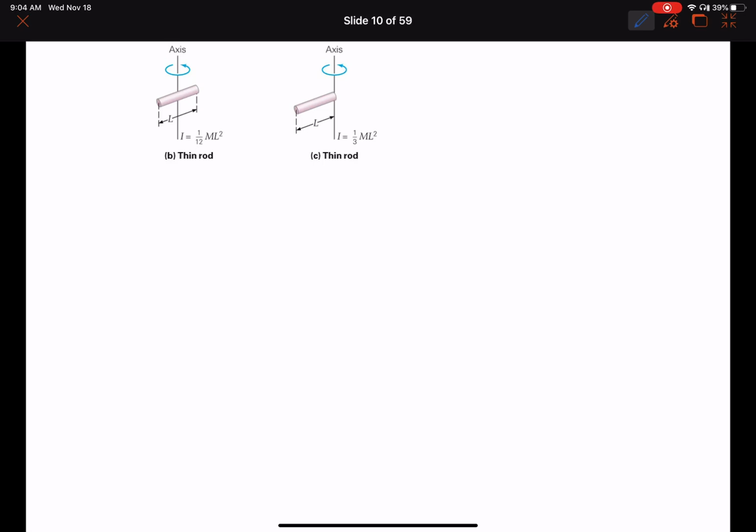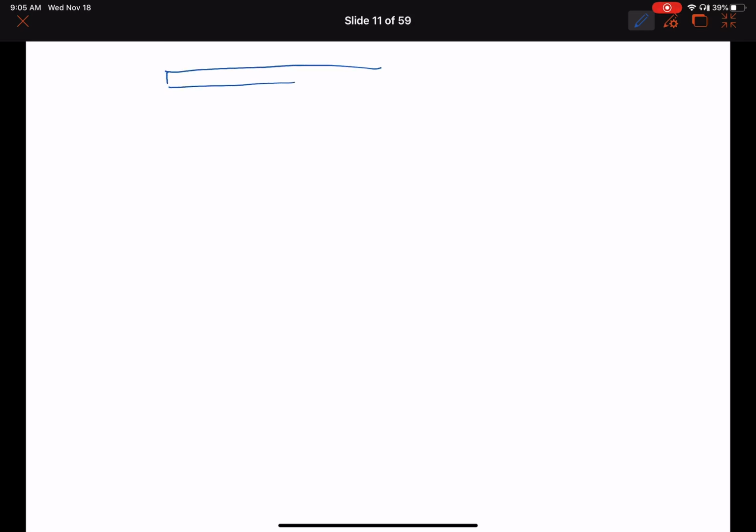In this case, a thin rod is given. If you rotate it through the center, the inertia is 1/12 ml squared, but if you rotate through the edge, it is 1/3 ml squared. You can see that if you shift the axis of rotation, the inertia increases. Let's verify this. Let's say you have this rod of length L.